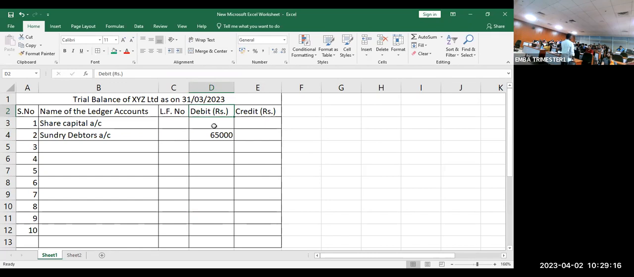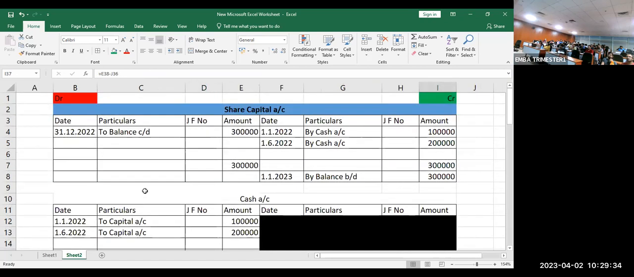Other way around. Credit side is short. I mean, debit side is short. Okay, credit side is more. That time we'll call it a credit balance. Look at the capital account. It is a credit balance. Share capital account. Look at this. Two entries are there on the credit side. No entries are there on the debit side.